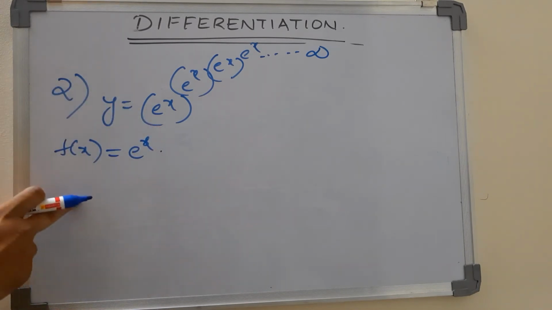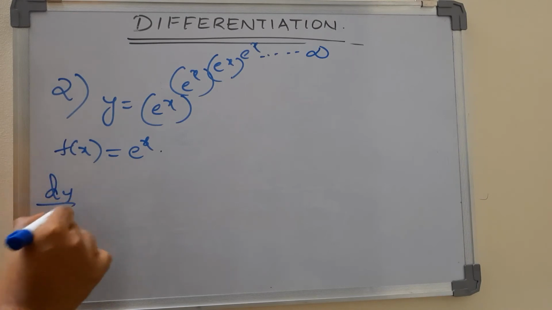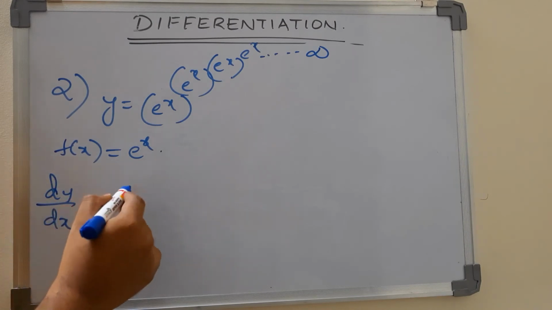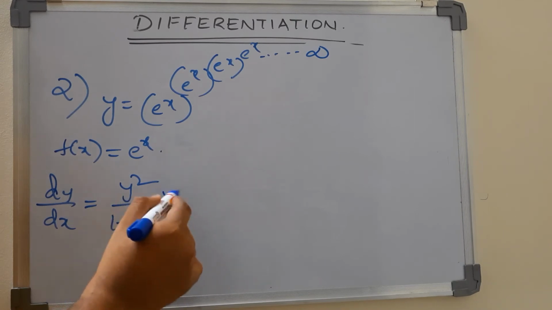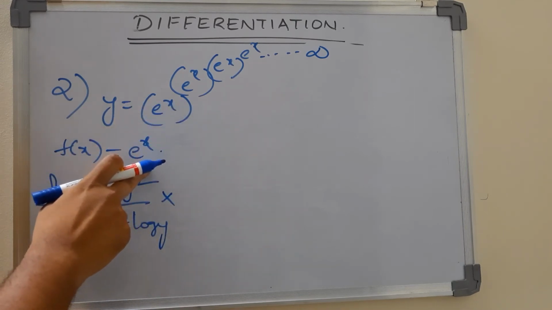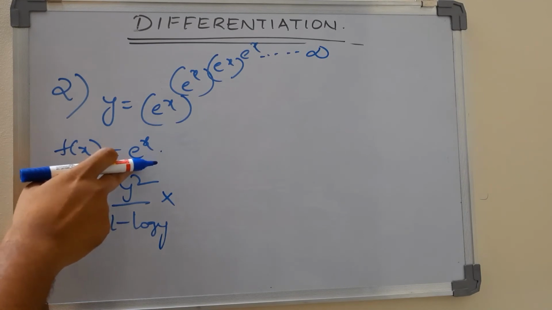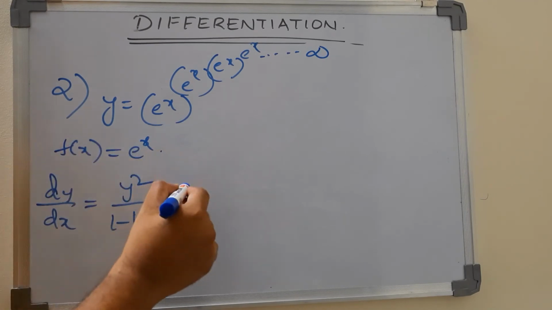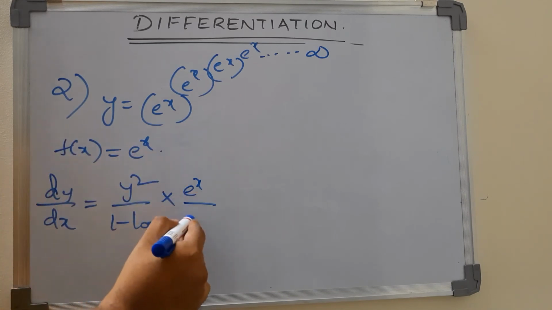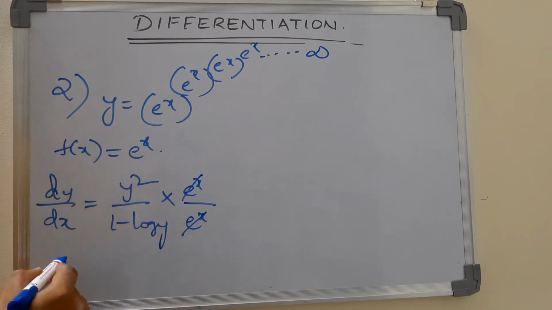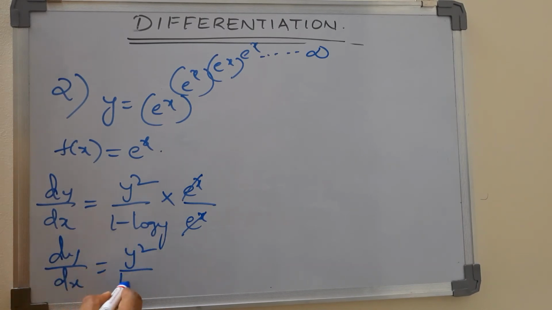We can directly say the derivative dy by dx is equal to y square by 1 minus log y into the derivative of the given function. What is the derivative of the given function? e to the power of x. The derivative is e to the power of x only, and the function given as it is, e to the power of x only. It gets cancelled. dy by dx is equal to y square by 1 minus log y. This is the solution for this question.